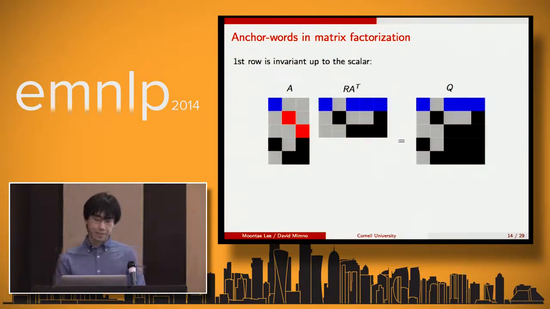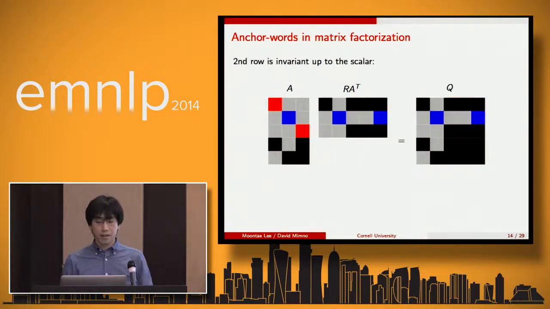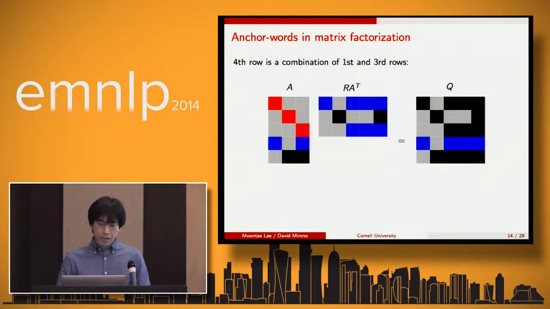And see this. So this figure illustrates the first row of our observation Q is indeed a replication of the first row of the RA transpose matrix with respect to the scalar in the first diagonal entry given in A. And similarly, the second row of our observation is a multiplication of the second row of RA transpose with respect to that diagonal entry in A. And similarly, the third row. And see the fourth row.